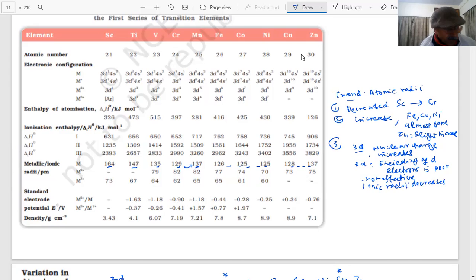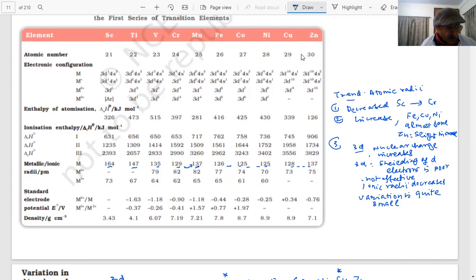The ionic radii decrease, okay? But the variation is quite small. The variation is quite small as compared to what you see in other series, because the decrease is less, students.